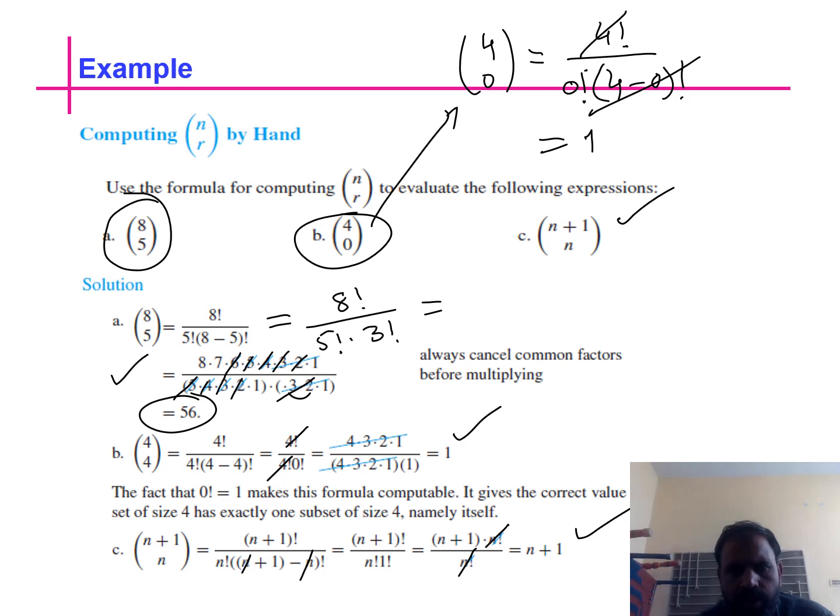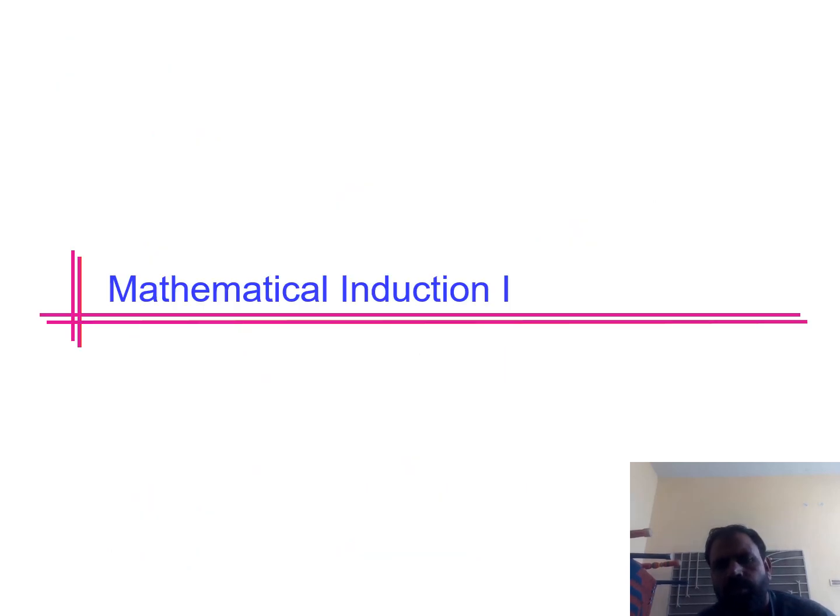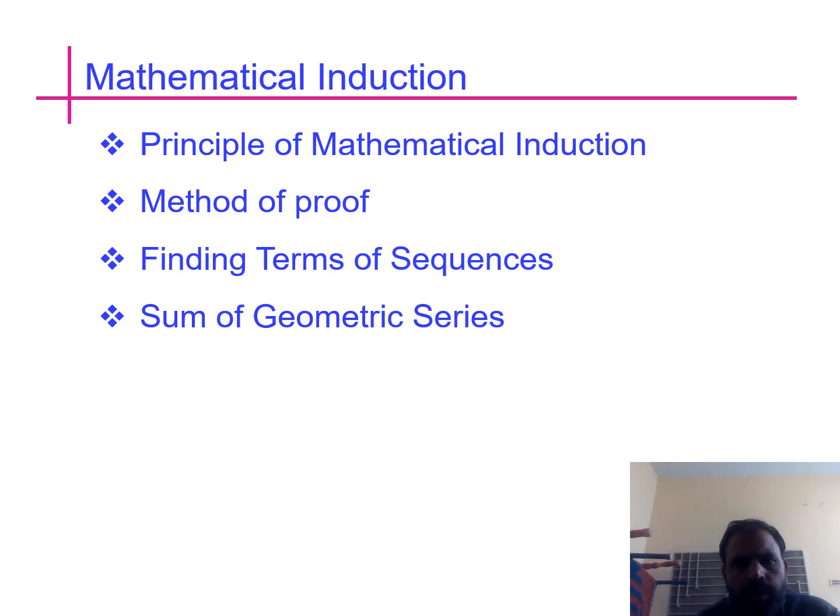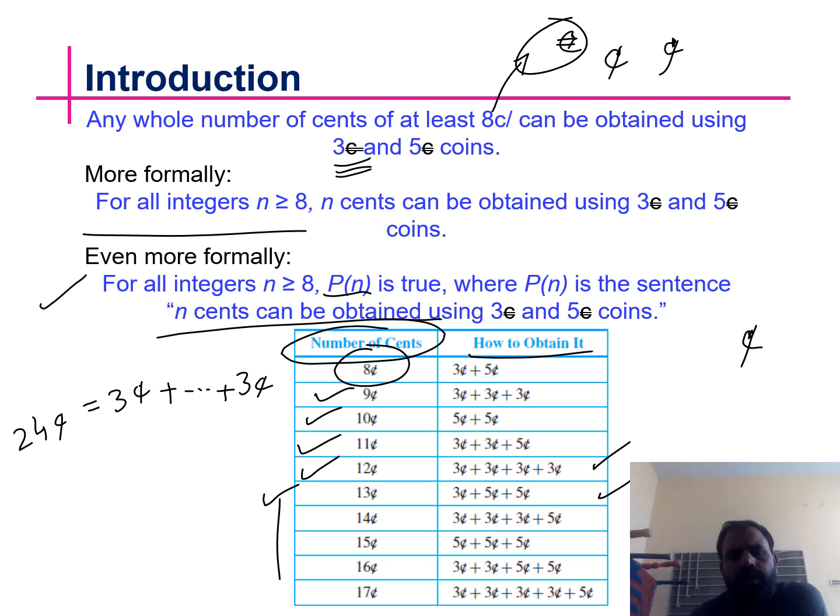Similarly, for (n plus 1) C n. I briefly cover this slide because we have already discussed these two. Now we will discuss mathematical induction, which is very important in discrete structures. We will discuss the principle of mathematical induction, method of proofs, finding terms of sequences, sum of geometric series. First, here is the introduction about mathematical induction 1, and in the next lecture we will discuss mathematical induction 2.